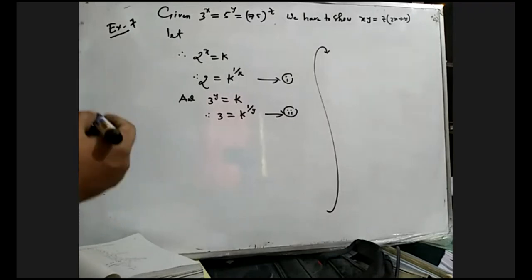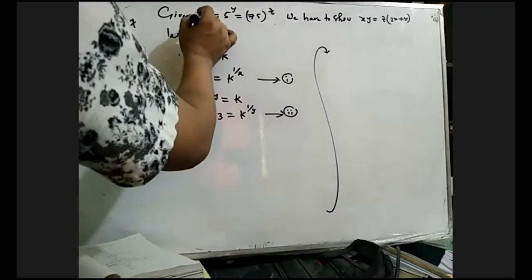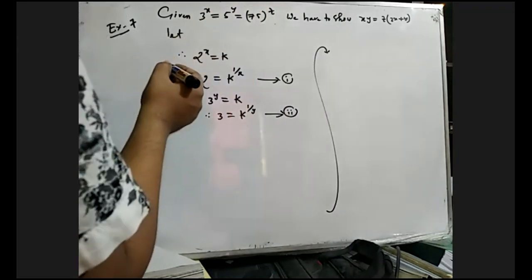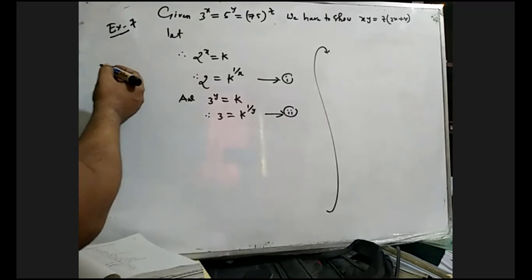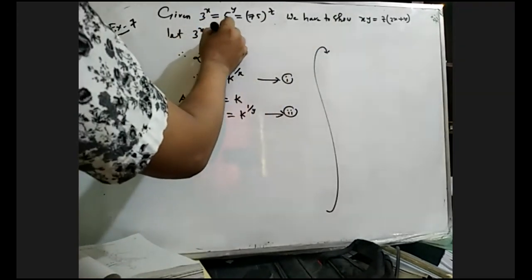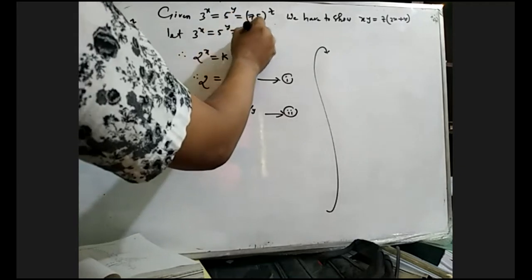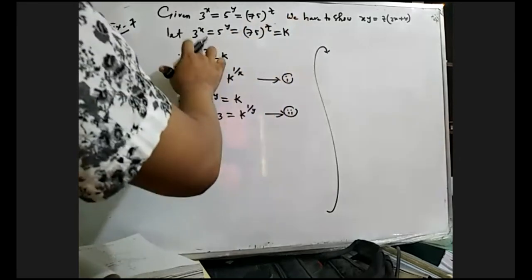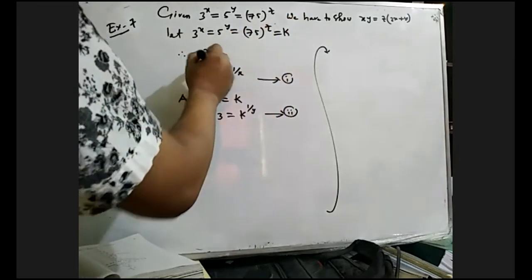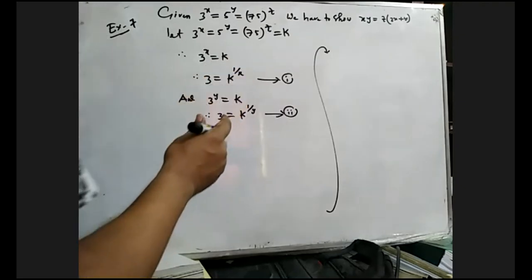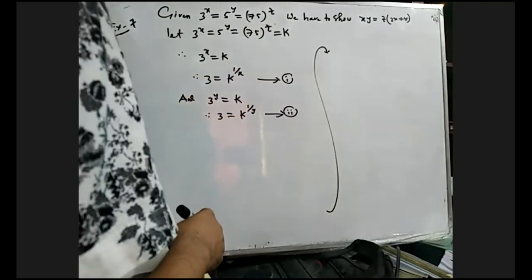Now next example 7. Given 3 to the power x equals 5 to the power y equals 75 to the power z, then we have to show that xy equals z into twice x plus y. Now let us consider 3 to the power x equals 5 to the power y equals 75 to the power z equals to what will be? K. So 3 to the power x equals k. Now 3 equals what will be?